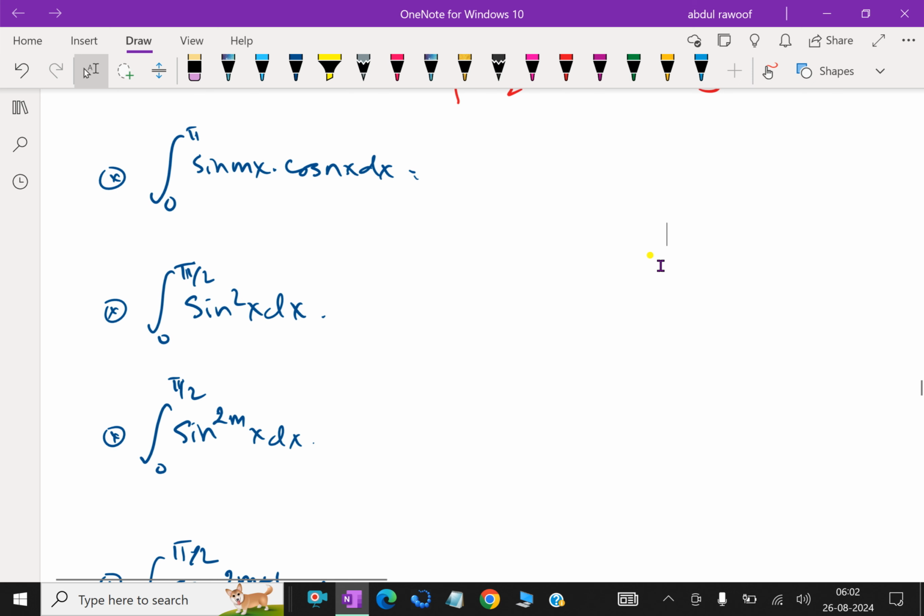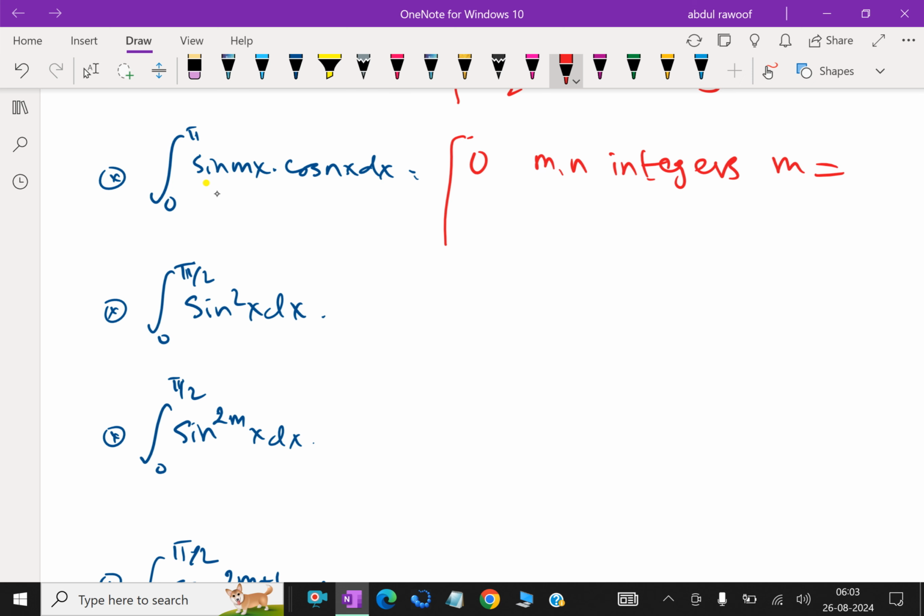Next, the integral from 0 to pi of sin mx cos nx is equal to 0 if m and n are integers and m is not equal to n, and it is pi by 2 where m and n are integers and m equals n. These have the same results.